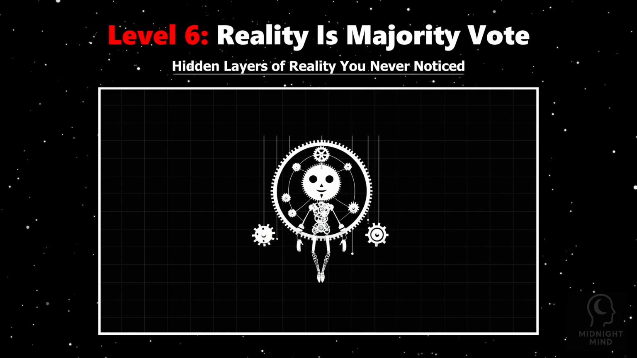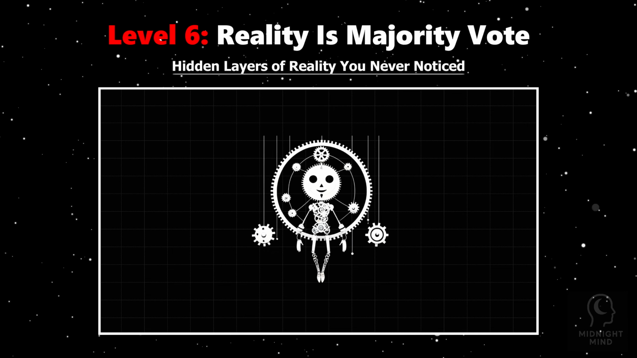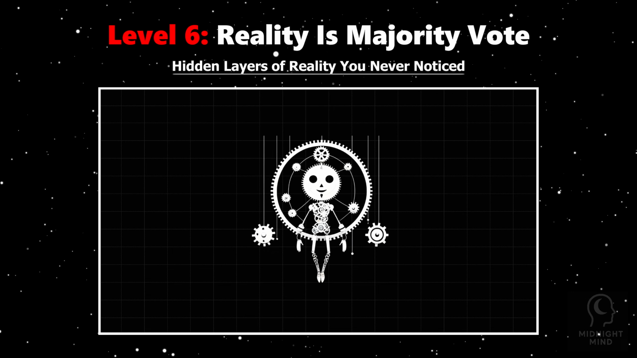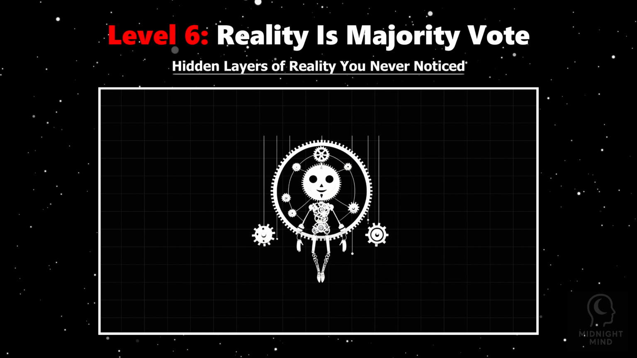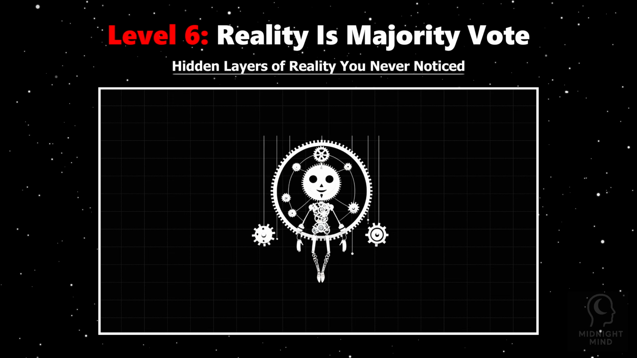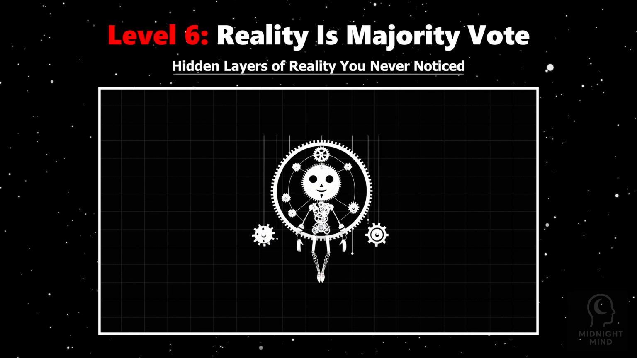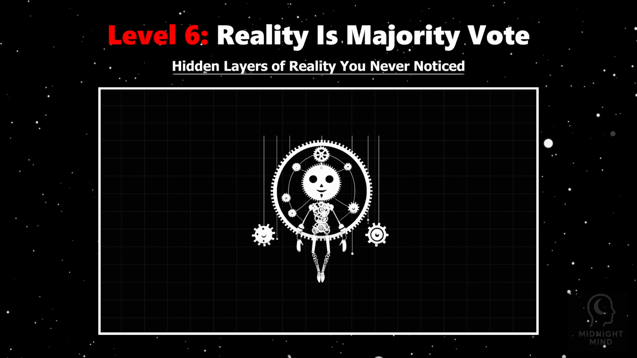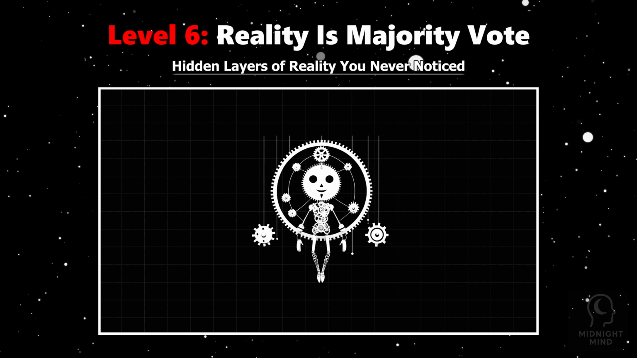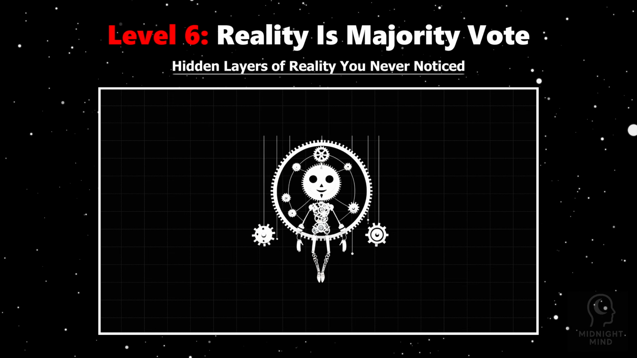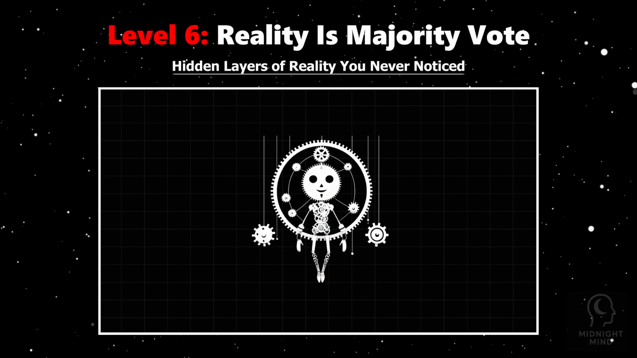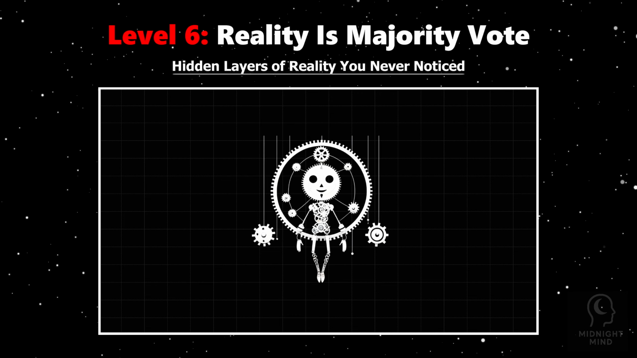Even scientific truths evolve as new data emerges and old theories are challenged. What was once accepted as fact can become obsolete, showing that certainty is always provisional. Reality shifts not just with discovery, but with what the majority is willing to accept as valid knowledge. This majority vote reality binds societies, cultures, and individuals into a shared framework. But it also blinds us.